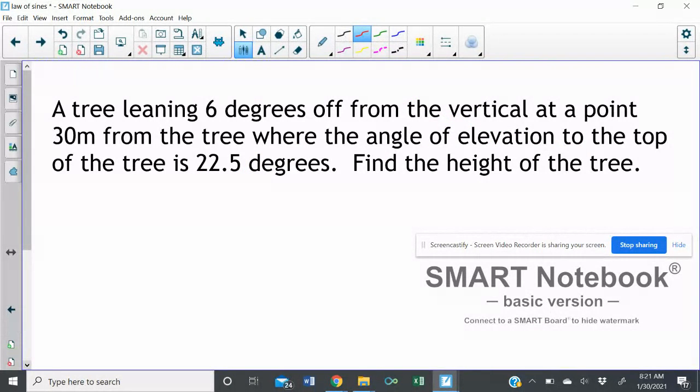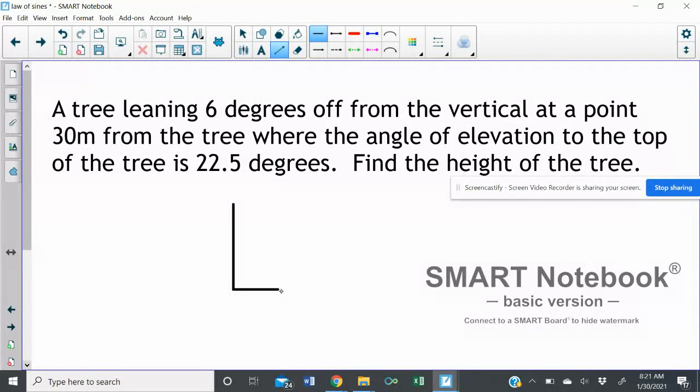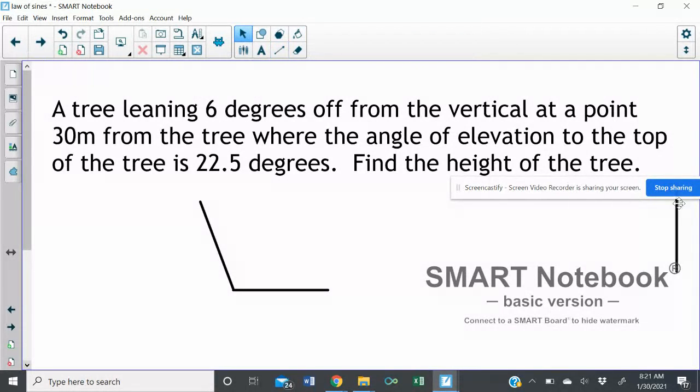Okay, so we have our little word problem here. Use some straight lines. We have a tree leaning 6 degrees off the vertical at a point 30 meters from the tree, where the angle of elevation to the top of the tree is 22.5 degrees. Find the height of the tree. There's my vertical, right? I'm leaning 6 degrees off the vertical. So now let me take the vertical away.